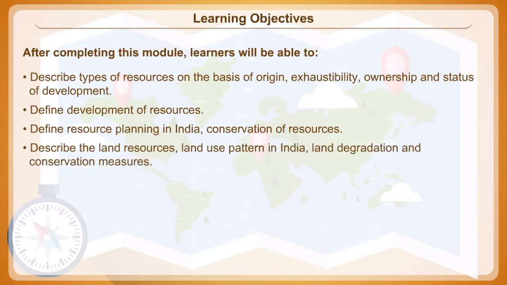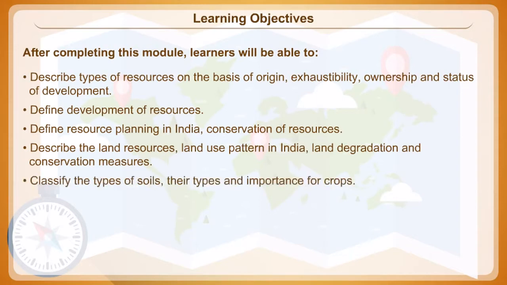Describe the land resources, land use pattern in India, land degradation and conservation measures. Classify the types of soils, their types and importance for crops. Define soil erosion and conservation.